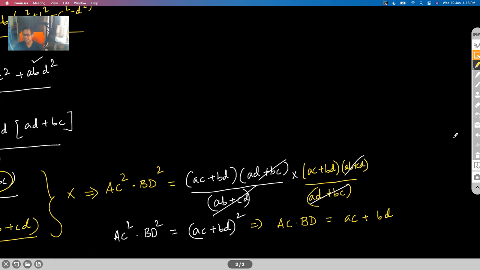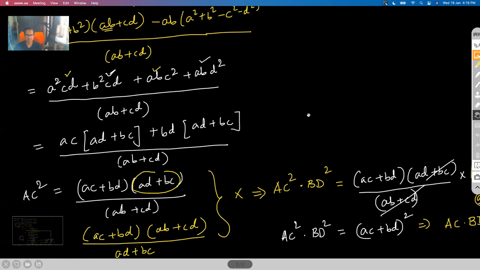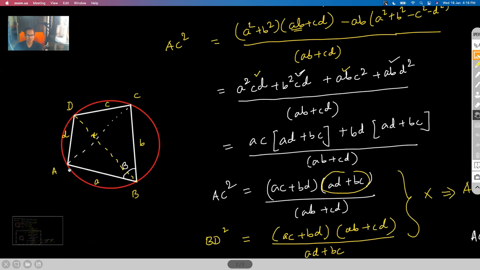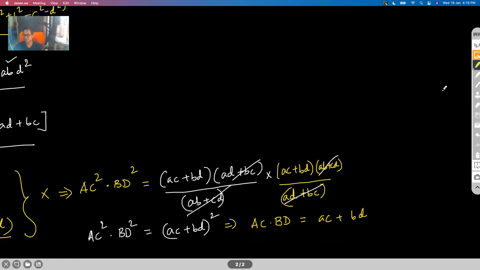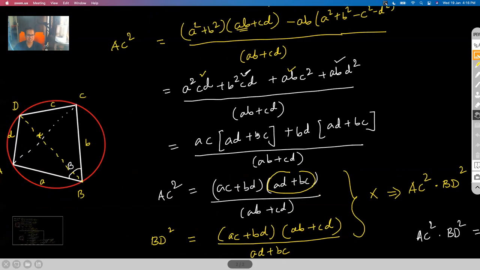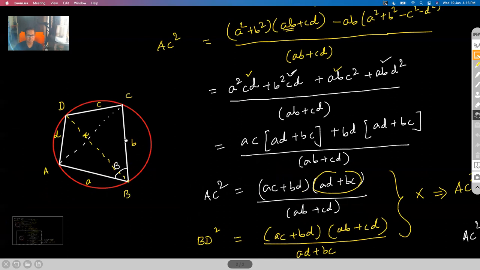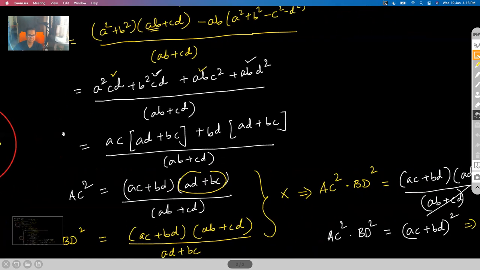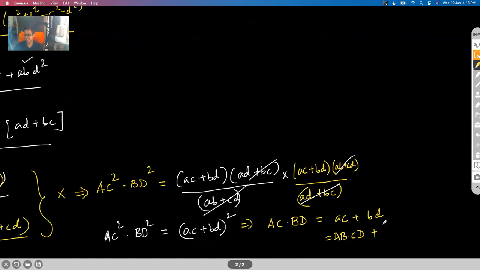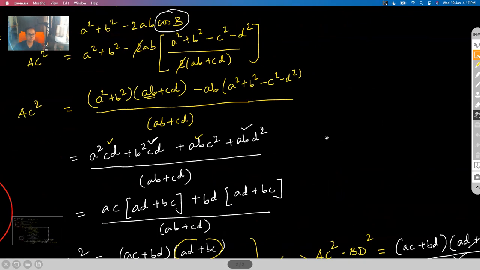Now, what is AC? Let's check the figure. A is your AB and C is your CD. So this is nothing but AB into CD. And what is the small b? Let's check the figure again. Small b is BC, and this is your AD. Correct? This is what we wanted to prove.